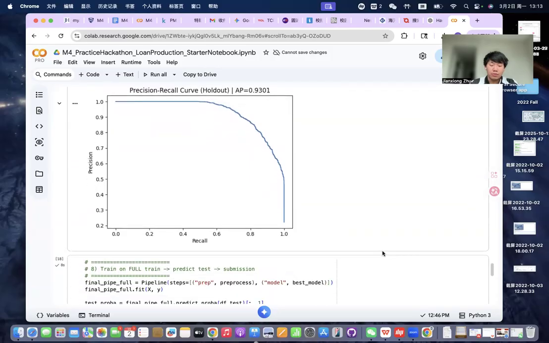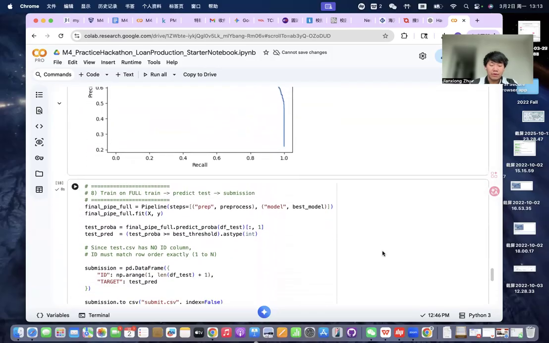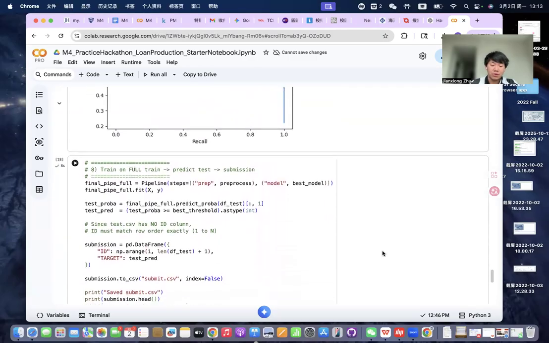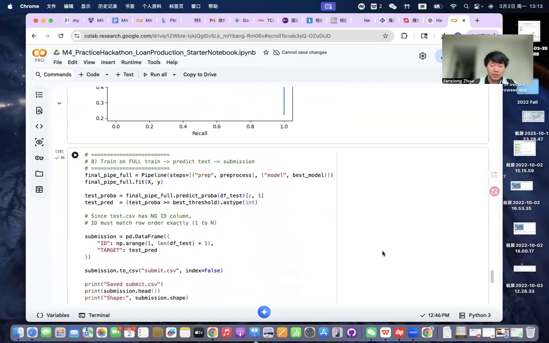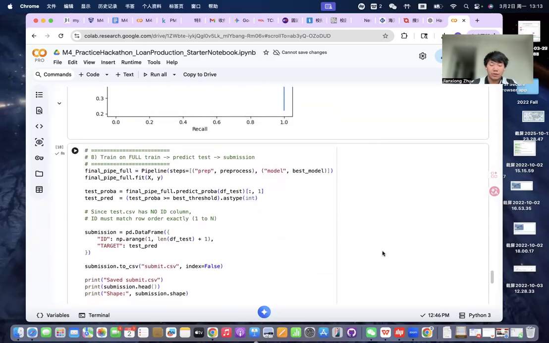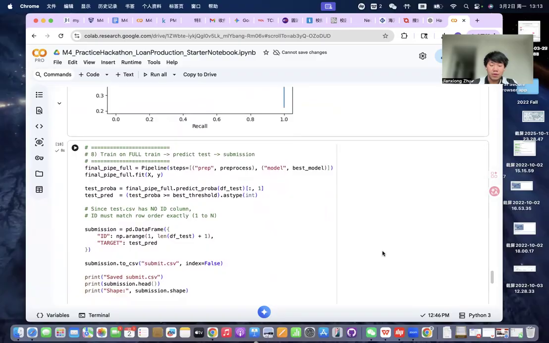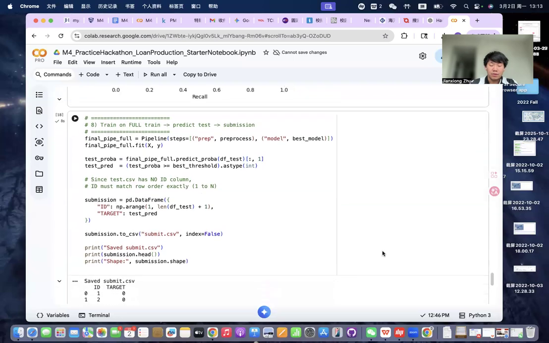And for future improvement, if I had more time and resources, I would incorporate external data such as macroeconomic indicators like unemployment rate or interest rate trends, more detailed credit bureau variables, and regional economic data. This could improve systematic risk prediction.